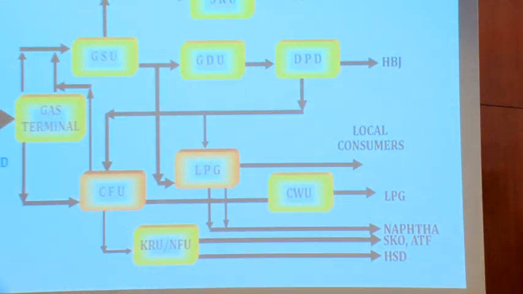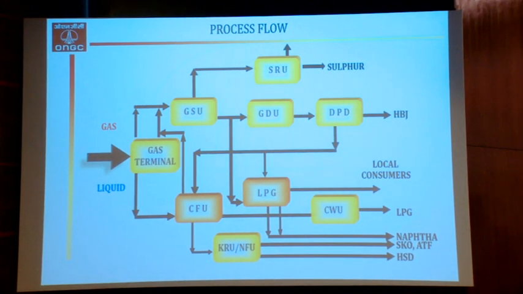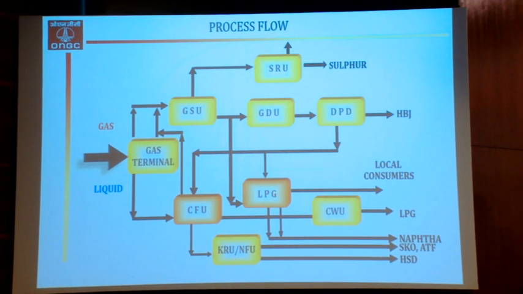We get gas from offshore. First we have a gas terminal where we accumulate all the gas. Basically it's a live process. We get gas from offshore at close to 70 kg pressure. So first the gas is fed to GSU where we remove the H2S. The H2S finally goes to SRU where we produce elemental sulfur, which is a completely automatic unit.